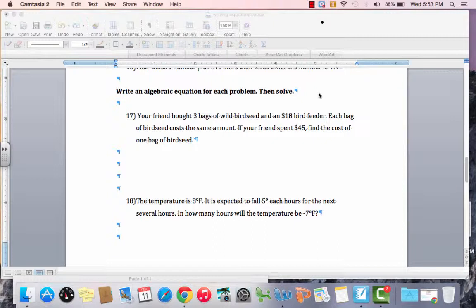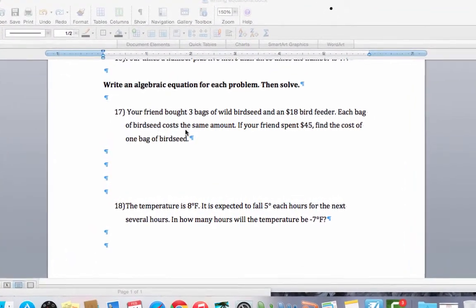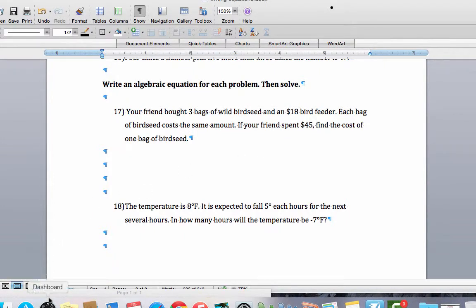division. So our first example, we have your friend brought 3 bags of wild birdseed and an $18 bird feeder. Each bag of birdseed cost the same amount. If your friend spent $45, find the total cost of 1 bag of birdseed.